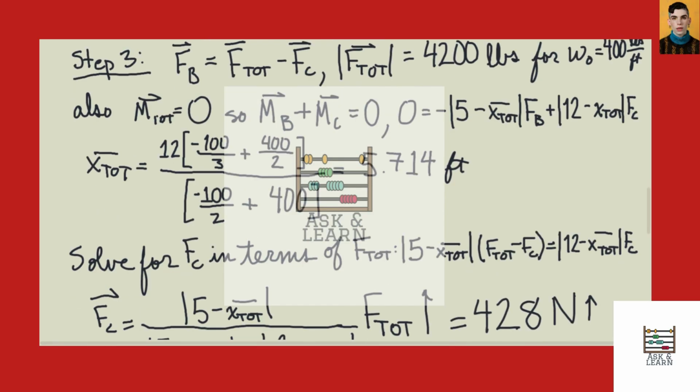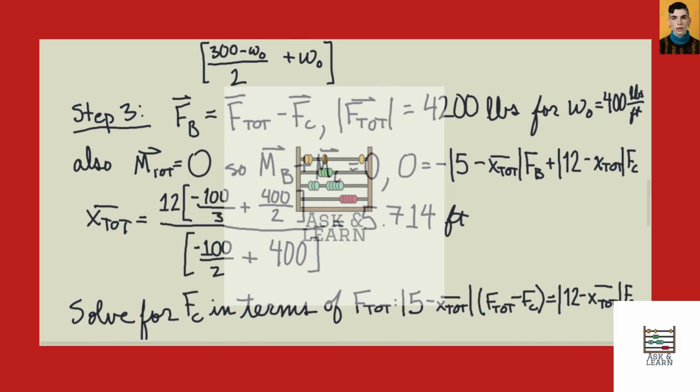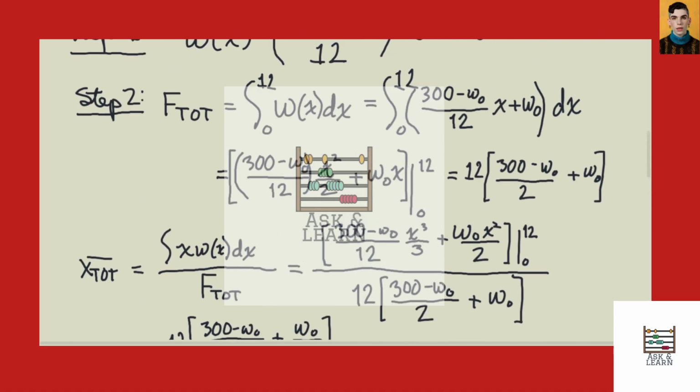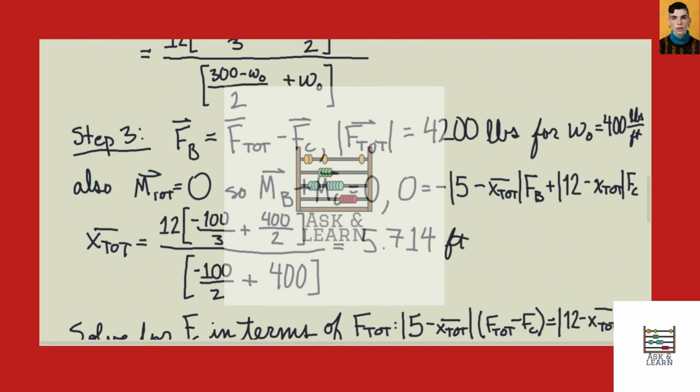Okay, our step 3, we will use those two equations from statics. Forces must sum to the total load, the reaction forces that is, and the torques must sum to 0. The magnitude of the total load, by plugging in a W sub naught of 400 pounds per foot. If you plug that into this equation here, you should get 4,200 pounds for our total load.